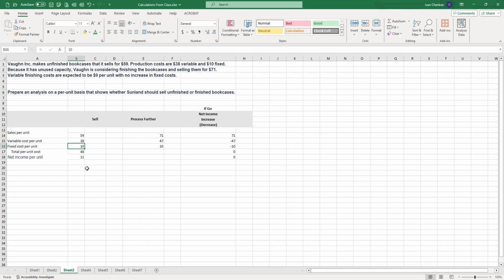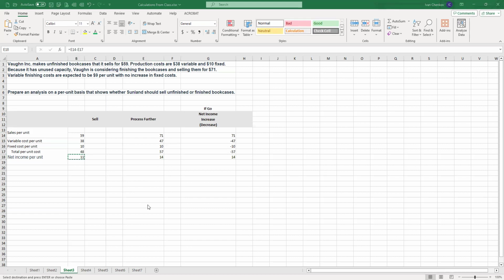This one is expected to increase. This one, no increase. Okay, so the total cost will be 57. How much will be the net income per unit? 71 minus 57. $14, right?